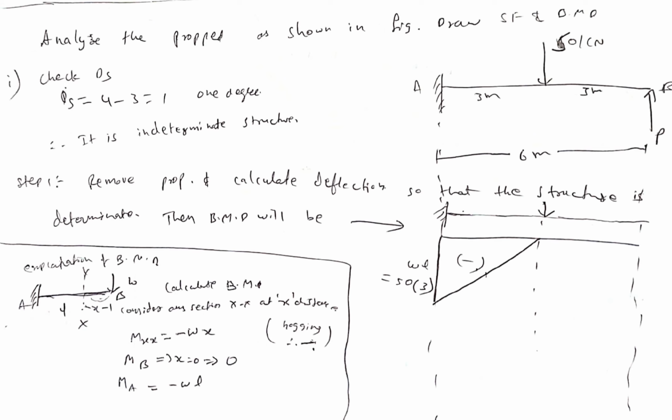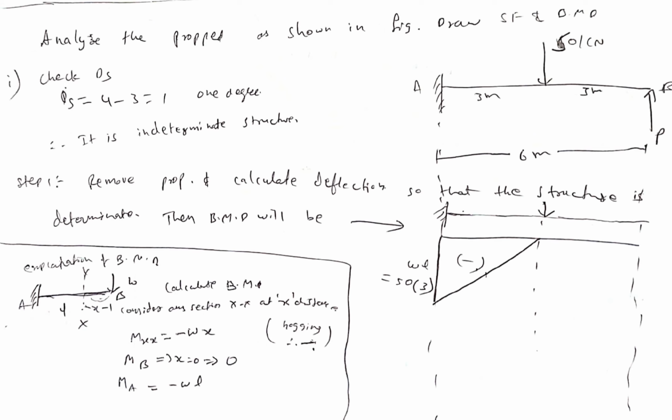First of all, we need to check the degree of indeterminacy DS, which is total number of reactions minus number of equilibrium equations. The total number of reactions here is 3 at A and 1 at B, so 4, and the number of equilibrium equations is 3. So 4 minus 3 is 1. So this is an indeterminate structure of 1 degree.